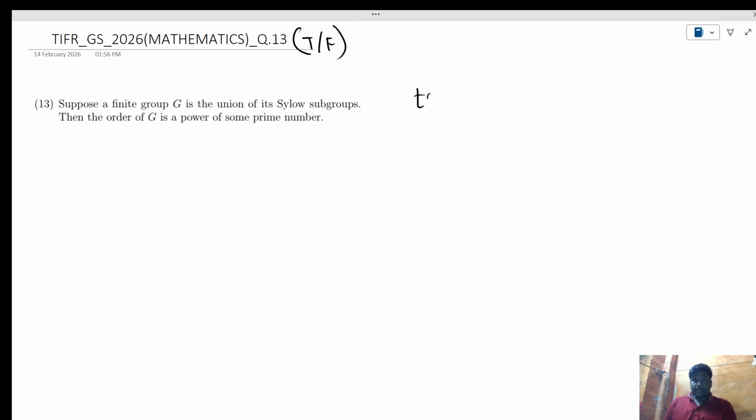सो पहले देखें कि स्टेटमेंट क्या दिया गया है। सपोज फाइनाइट ग्रुप G is the union of its Sylow subgroups. Then the order of G is the power of some prime number. That means ये बोला गया है कि order of G is look like this. Okay, take G equals to S3.